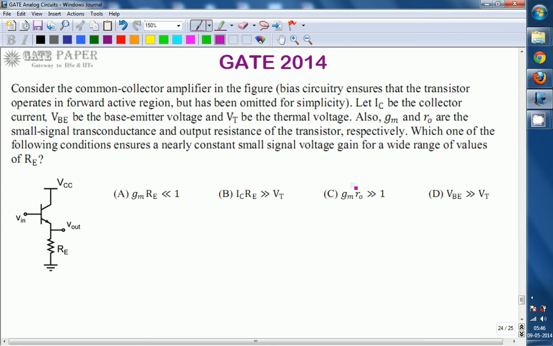respectively. Which one of the following conditions ensures a nearly constant small signal voltage gain for a wide range of values of Re? Okay, which of the following conditions is going to ensure a constant small signal voltage gain?